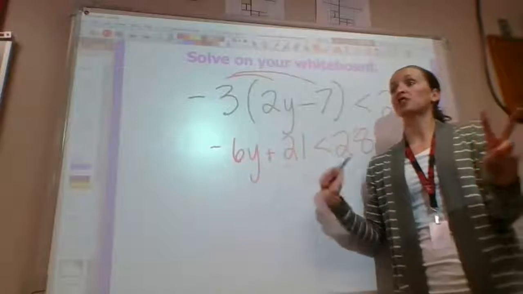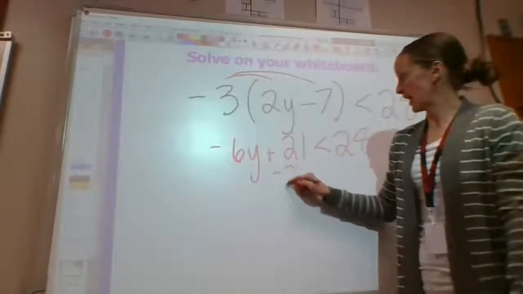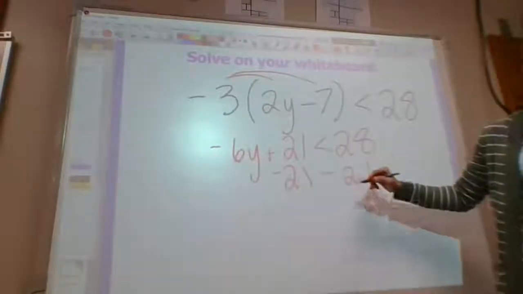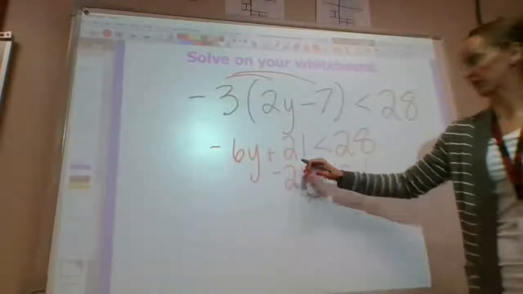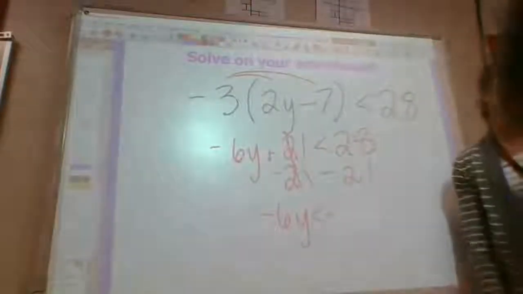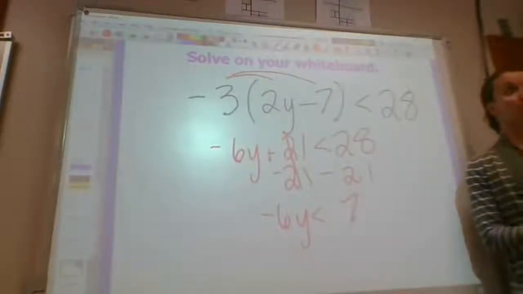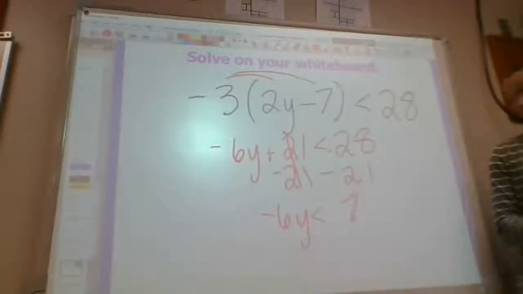Second thing, what do we move to the other side? 21, how do we do that? Subtract 21 from both sides. Hey, we're recording this, so please listen when I'm talking. Thank you. What's 28 minus 21? 7. Now, some of you got all the way down there. Cool. What's our very next step?